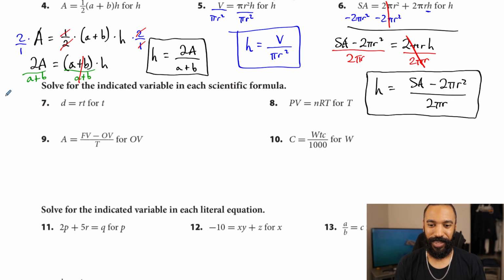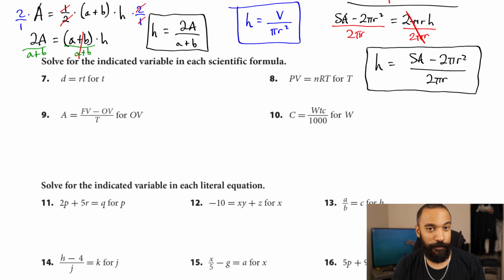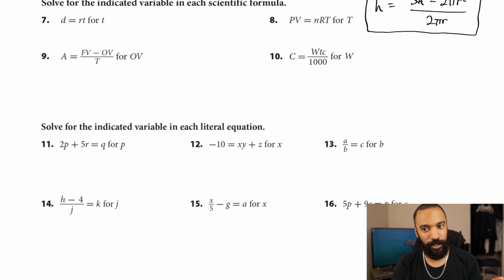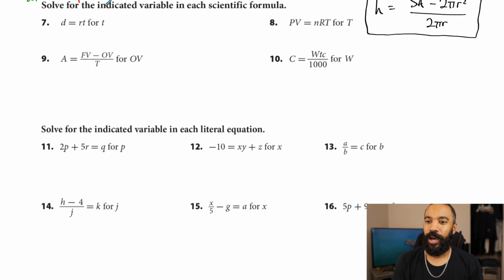All right. Solve for the indicated variable in each scientific formula. Okay, a little less math-based, a little more scientific-based. Here we go. You can use these. Obviously, they're math-based things, but here we go. D equals RT for T. All right, probably the easiest equation of all the things we're going to do here.